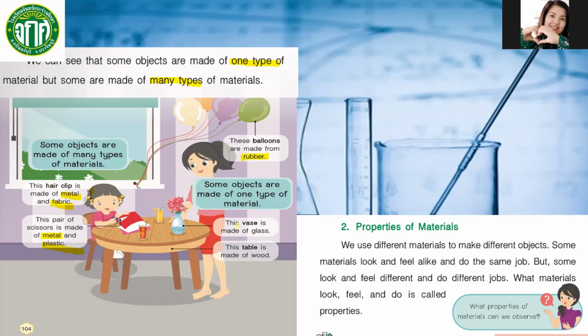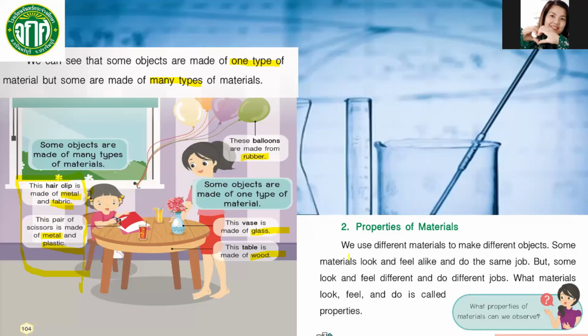This vase is made of glass. So it is made out of glass only. Next, this table is made of wood. These are made up of one type of material only, while on this side, these things are made up of two or more materials.